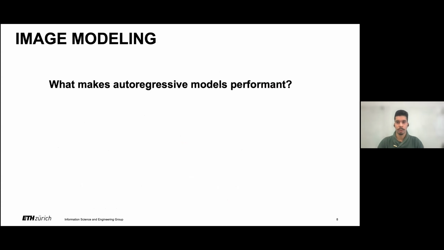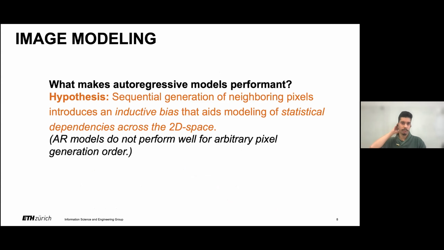So let's just ask this question: what makes an autoregressive model so performant? One hypothesis that we took, and why we think this project makes sense, is that when we do this sequential generation procedure, where the neighboring pixels are produced one by one, depending on the neighboring pixels, this introduces an inductive bias to the modeling of our statistical dependencies. So this 2D space that could be only analyzed locally has dependencies that are explored across the full 2D space.